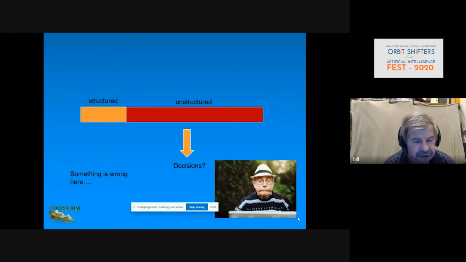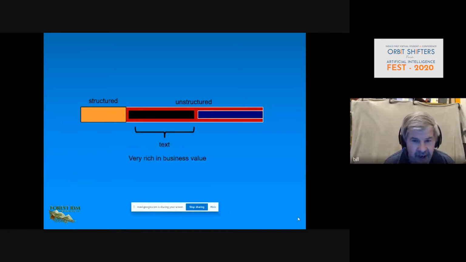So what you want to do is look over on the other side of the world of data, on the unstructured side. And you say, wait a minute, I would like to start to make decisions based on this unstructured data. Now, when you look at unstructured data, it turns out there's actually lots of different kinds of unstructured data. There's analog data, there's textual data, there's all kinds of unstructured data. But when it comes to textual data, you find that textual data is very rich in business value, that there's a lot of really valuable information in text that the world is not looking at today.